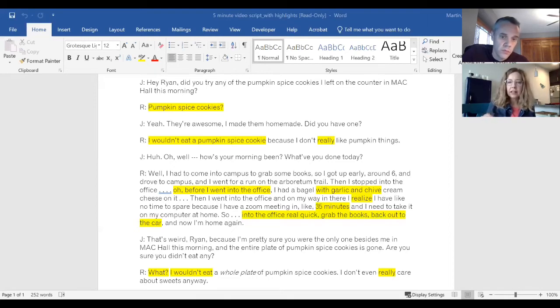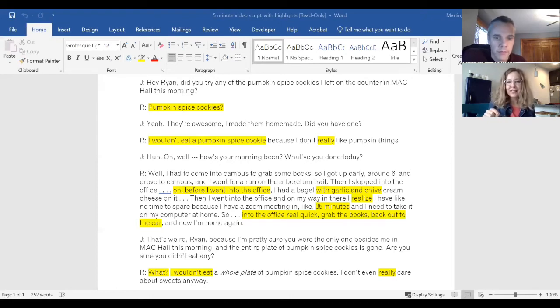The other thing that indicates people telling the truth is if they move through a story in straight chronological order. Once that gets disrupted, there's probably a lie. So you can see Ryan stops himself and says, oh, before I went into the office, I had a bagel with garlic and chive cream cheese on it, which is probably because he realizes, oh, I need to make up a story that makes it seem like I did not eat the pumpkin spice cookies. The reason the chronology matters is because when we are speaking from memory, we're going through the scenes in our head, so we tell it in straight order. Once we start looping back and messing up the chronology, that tends to be fictional. That tends to be made up.